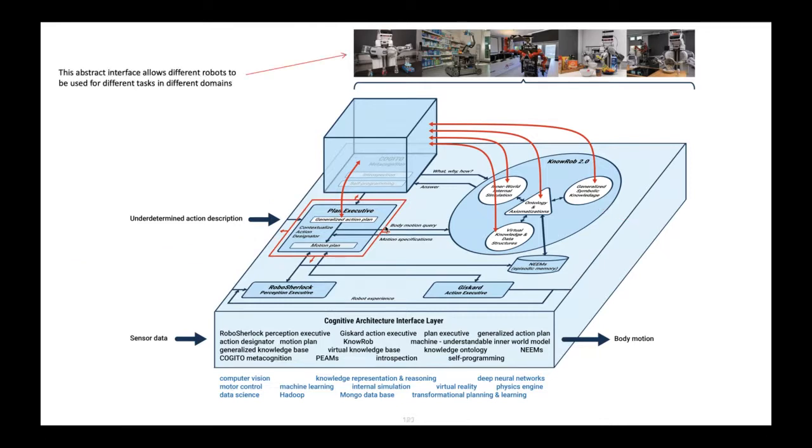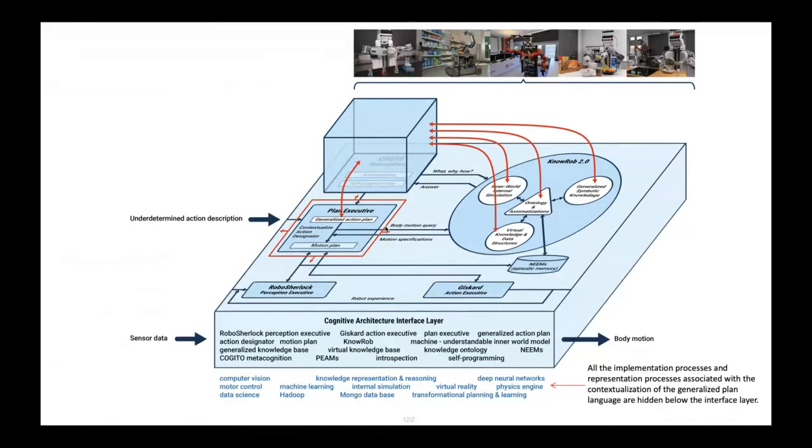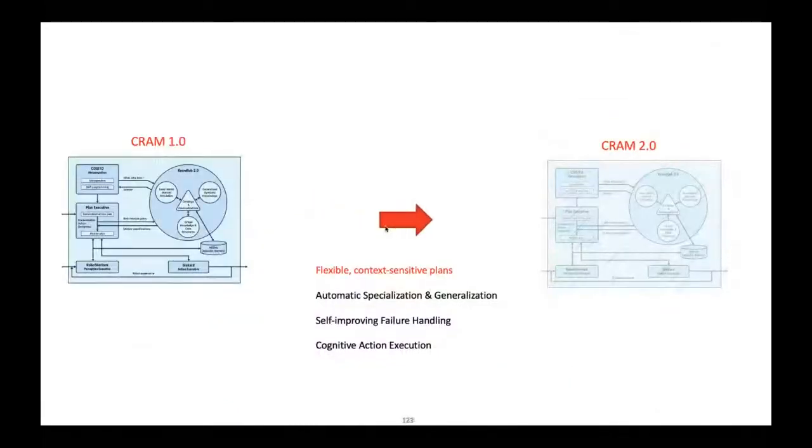So when it does this, when it updates the knowledge base, it effectively expands and enlarges the language of the generalized action plans. As an interface, though, CRAM then allows many different types of robots to be used. So it's robot agnostic, and it hides all of the implementation details. This is why it's useful to think of a cognitive architecture in this particular instance as a form of interface between your robots and the high-level tasks and their underlying computational processes.